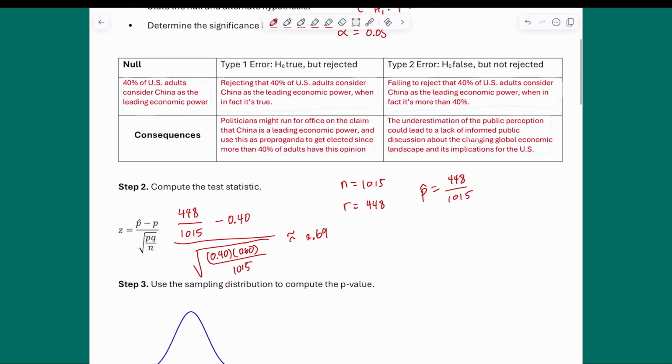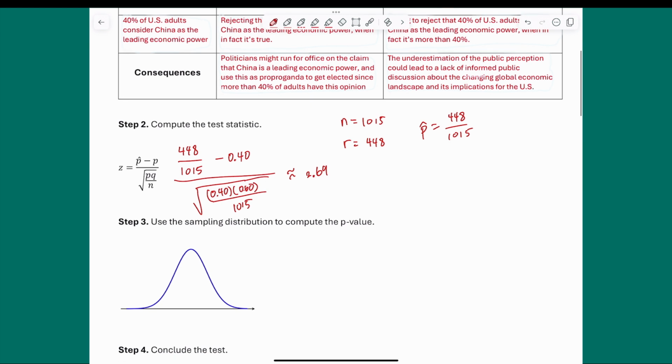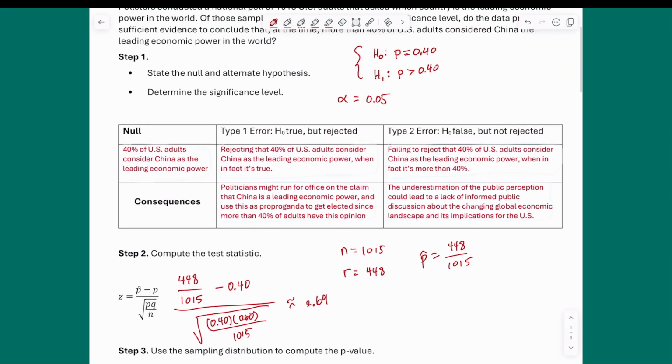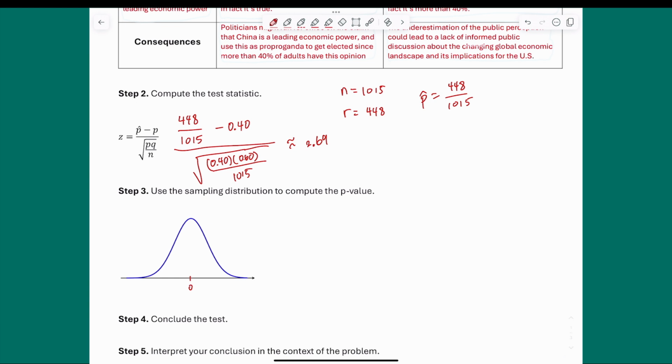Okay. Now that we've computed that, let's calculate the p-value. We're using the standard normal distribution because we're talking about a proportion, and it's a z-test statistic. From the alternate hypothesis, we know we're conducting a right-tailed test. Here is the standard normal distribution. 2.69 is probably over here somewhere, and since it's a right-tailed test, the p-value is the area to its right, and that's the p-value right there.